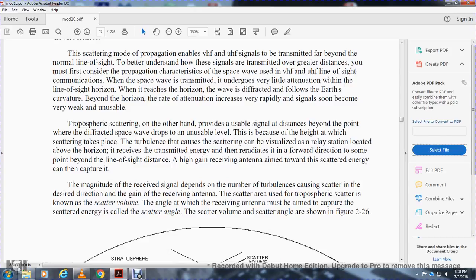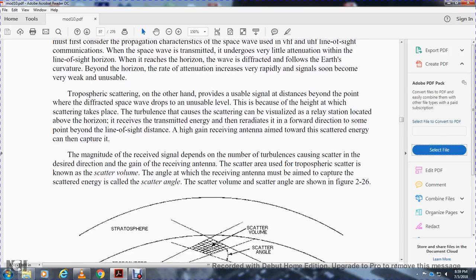Tropospheric scattering, on the other hand, provides a usable signal at distances beyond the point where the diffracted space wave drops below a usable level. The scattering takes place in the turbulence, which can be visualized as a relay station located above the horizon. It receives the transmitted energy, re-radiates it in a forward direction, some of it to a point beyond the line of sight. A high-gain receiving antenna aimed toward the scattered energy can then capture it.